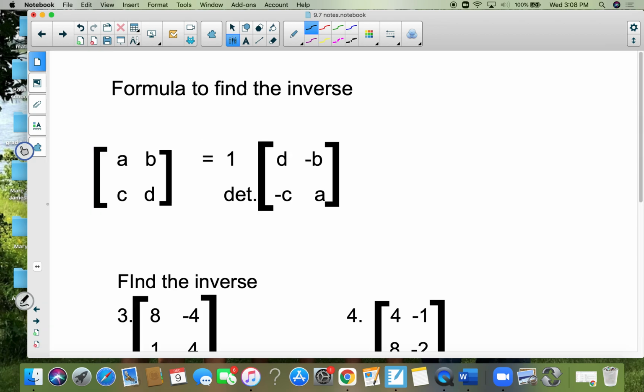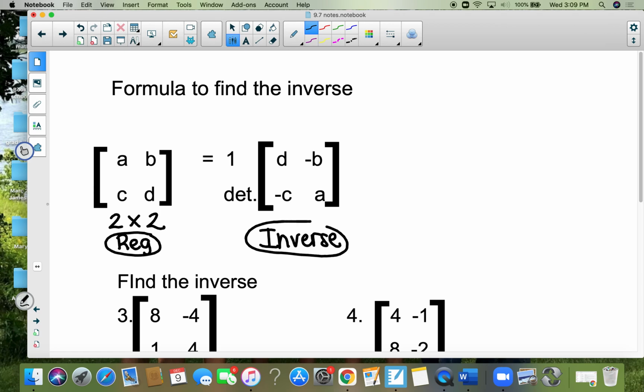Okay, now we're going to learn how to find the inverse of a 2 by 2. And here's the formula. This is the regular matrix. This is its inverse right here. It's 1 over the determinant, like we found out in 9.8 how to find the determinant. You interchange the A's and the D's, so you swap spots. You don't swap spots with the B's and the C's, you just change them to their opposite.